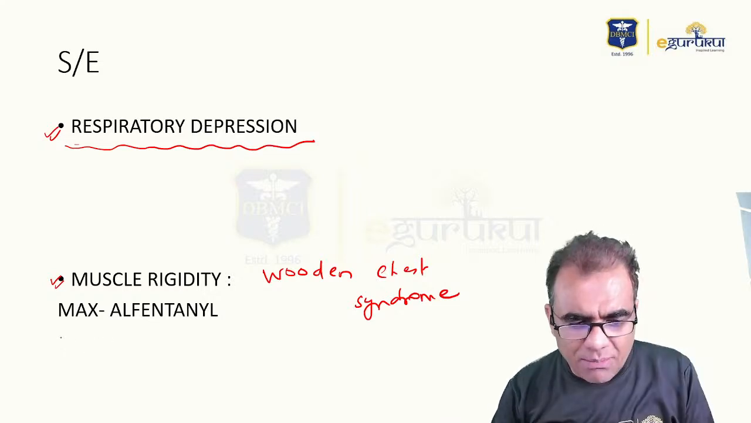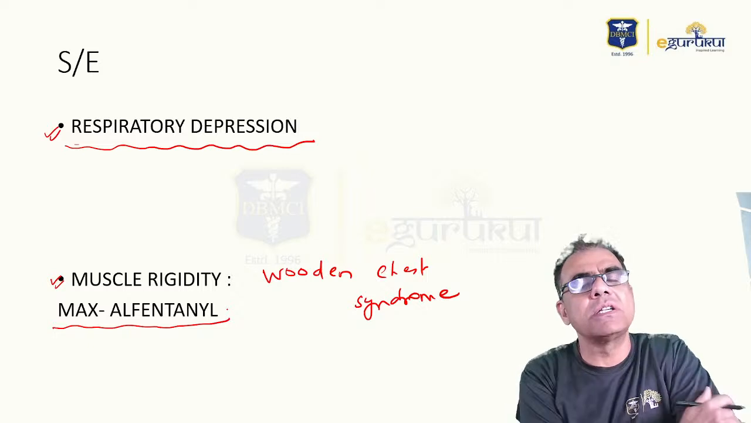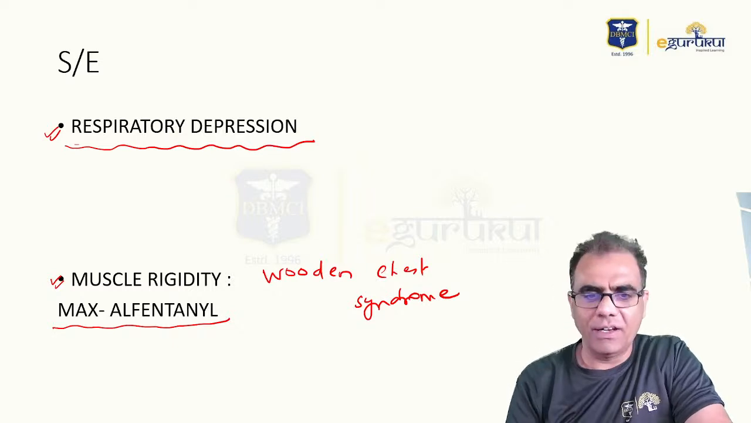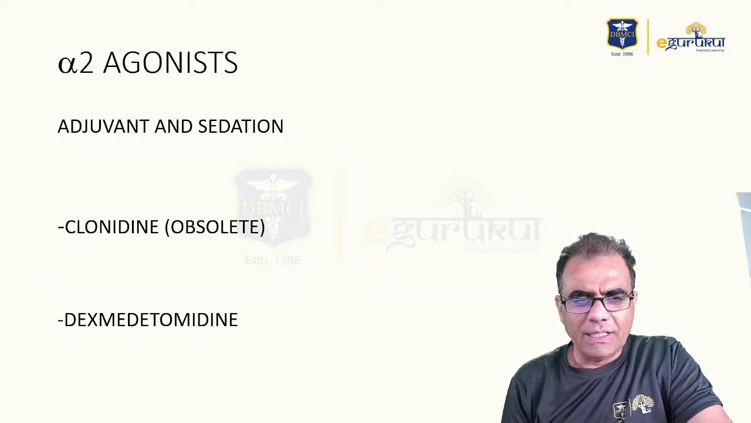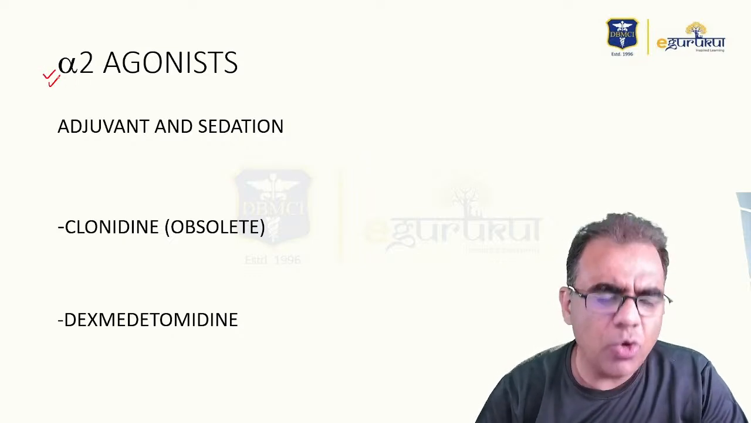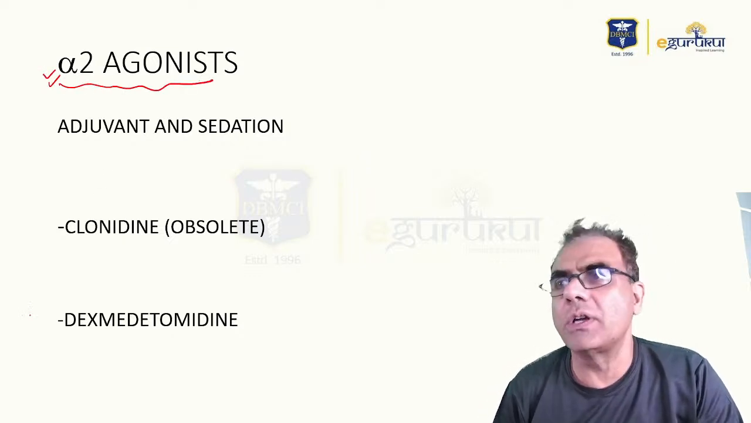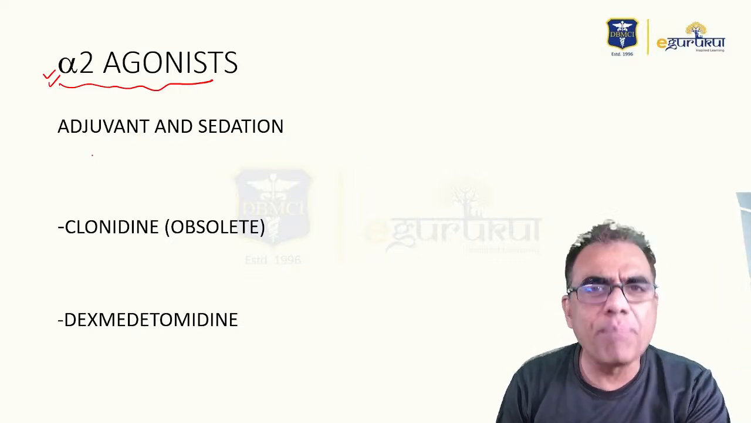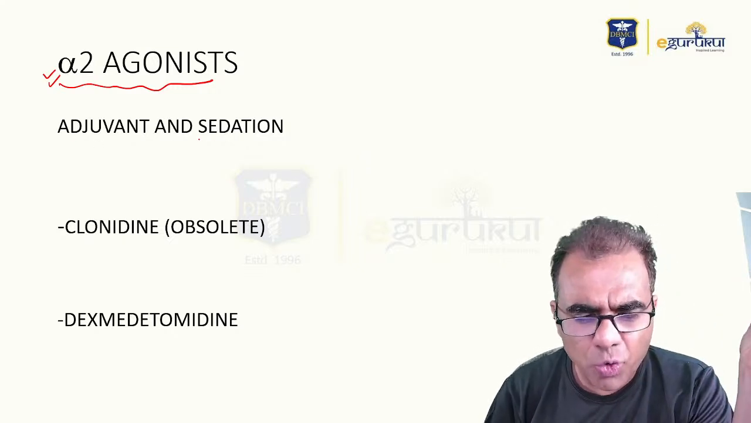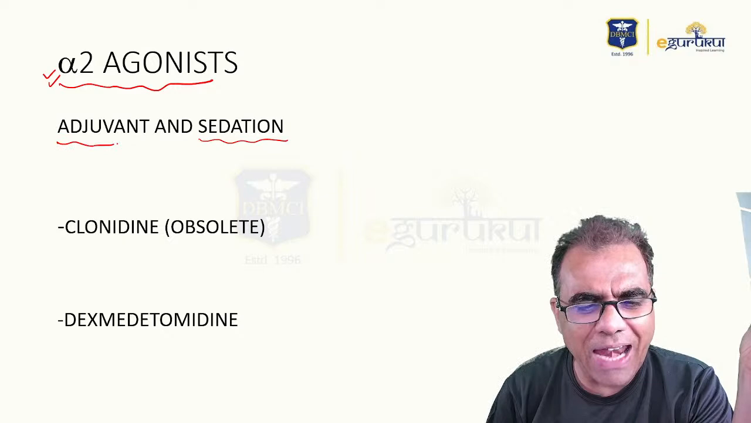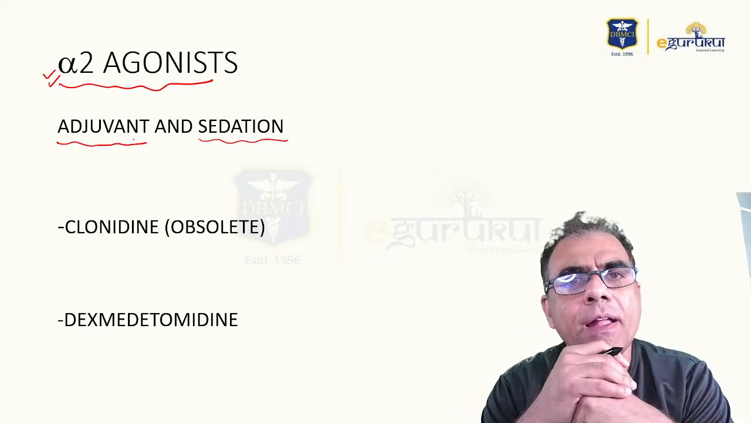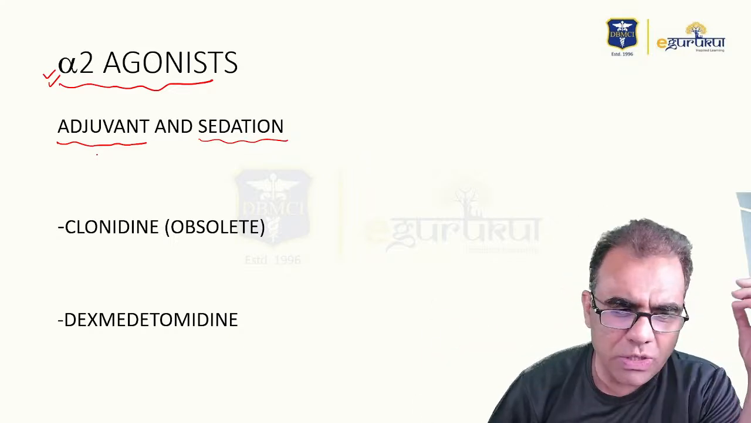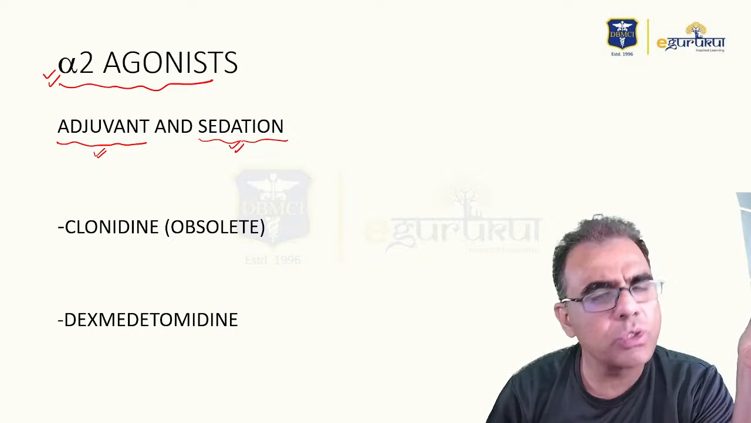And all opioids can cause muscle rigidity, but maximum muscle rigidity has been seen with L-fentanyl. Then one more group of the drugs which are being used in anesthesia are alpha 2 agonists. And alpha 2 agonists produce sedation. They are sympatholytic. So therefore, they are used to produce sedation as well as adjuvant in anesthesia. If they're producing sedation, anxiolysis, we will prefer them. So they are used as an adjuvant to anesthesia and to produce sedation.